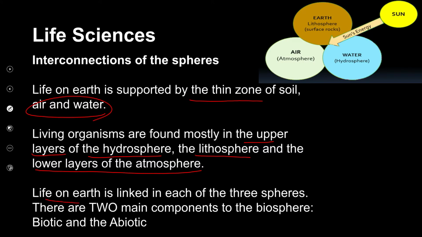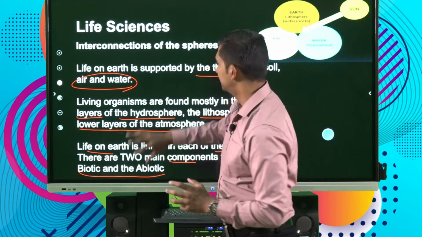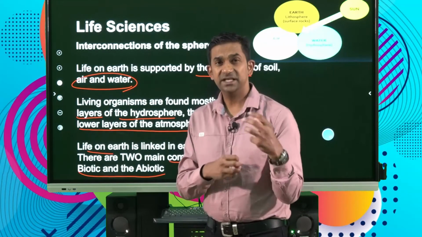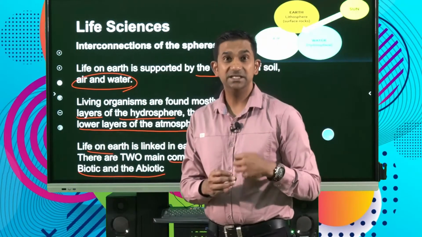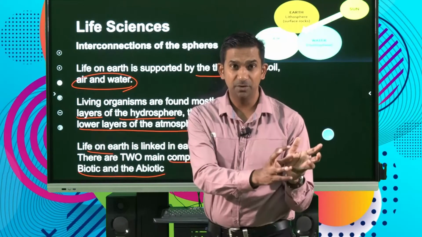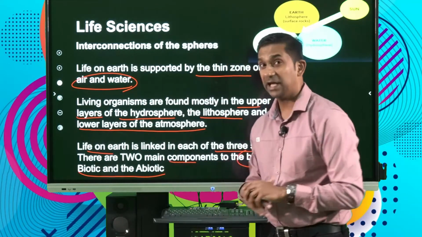So life on Earth is linked to each other and the three spheres. There are two main components in a biosphere that we need to recognize: the biotic and the abiotic components. And we will unpack that in a little while. So when we look at the forms of life existing on Earth, there's an interconnectedness between the three components, but there's also an interdependence between the living components and the non-living components, which we refer to as the abiotic factors.